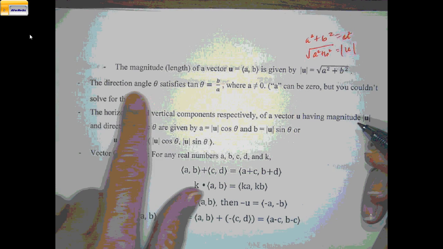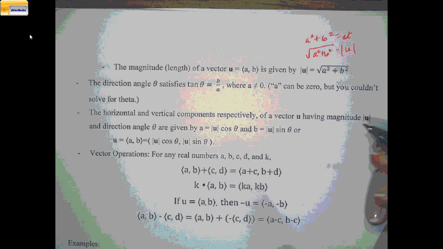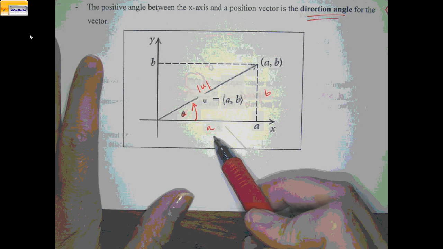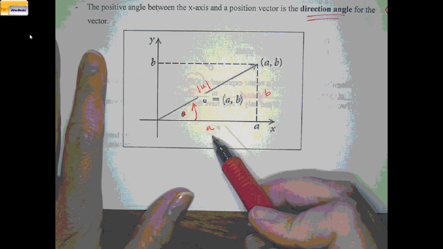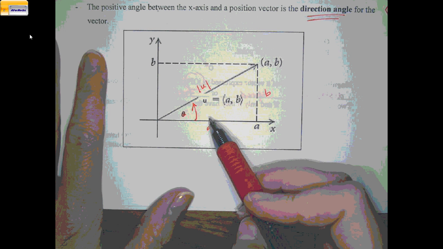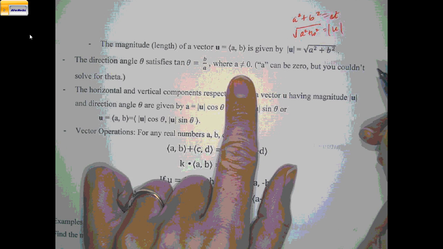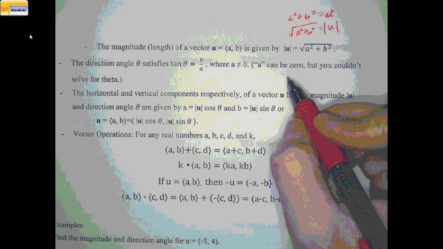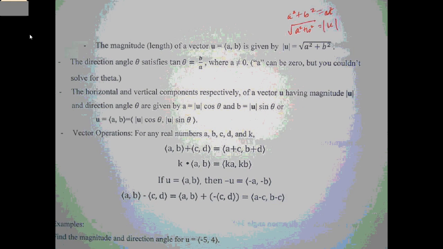Down here, the direction angle theta satisfies tangent of theta is b over a. Now flip your paper. Tangent of theta is b over a. Again, if that's a formula that you want to memorize, that's fine. Or you could just draw the picture and then do tangent the way you know to do tangent. Okay? And it says where a can't be 0 because it's on the bottom, obviously, but just so you know, it is possible for a to be 0. You just won't be able to solve for that direction angle. Not using tangent anyway.